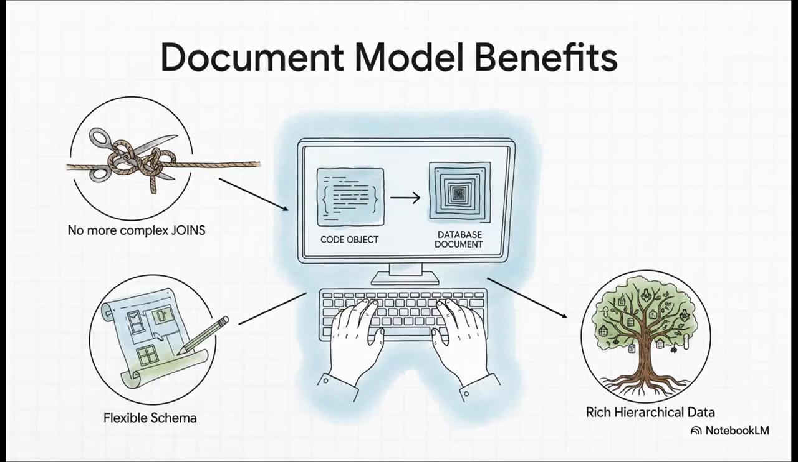Now, this isn't just some neat academic trick. This has huge real-world benefits. The data in your database now looks exactly like the objects in your application code, which just makes development so much faster. You totally get rid of those slow, complicated joins, and because the structure, the schema, is flexible, you can add new fields whenever you want as your app grows.